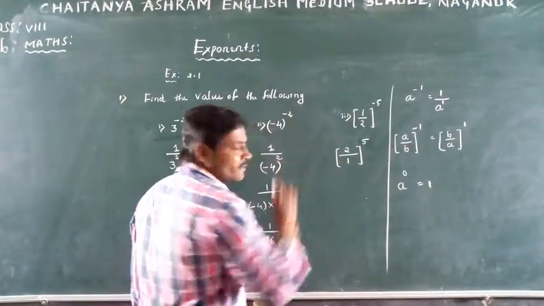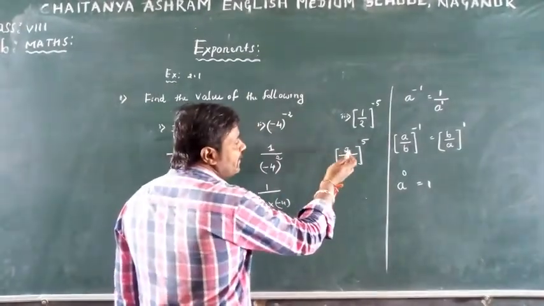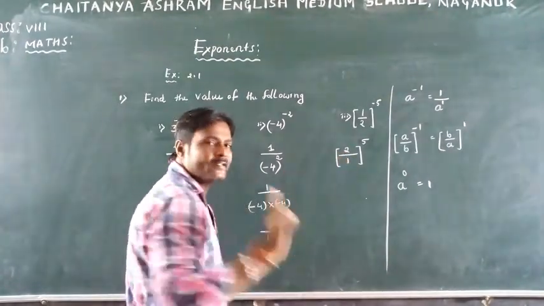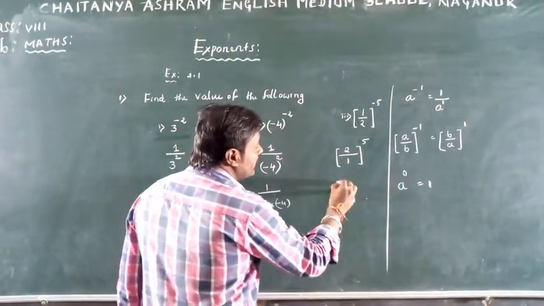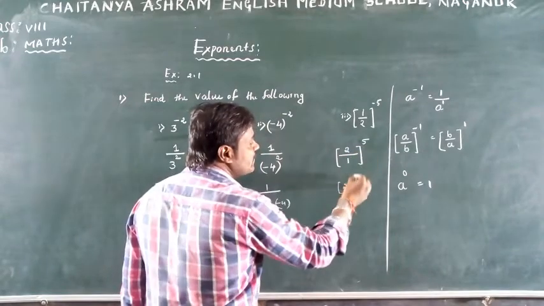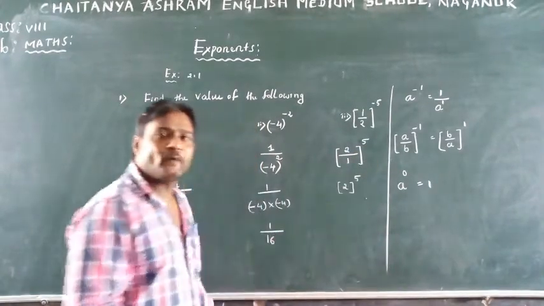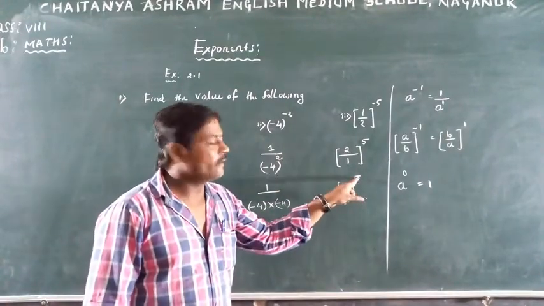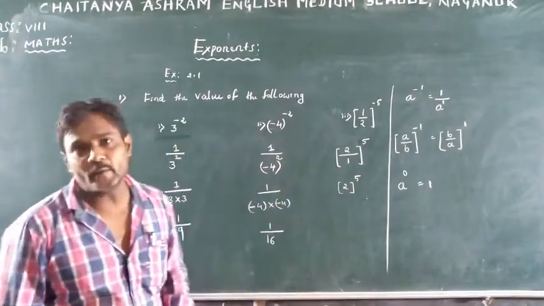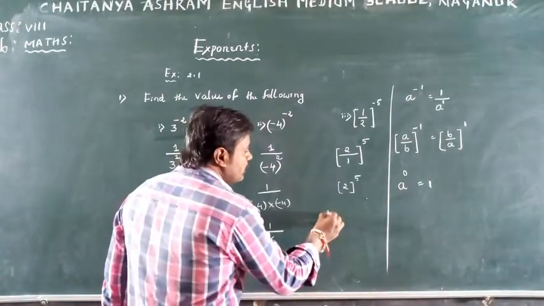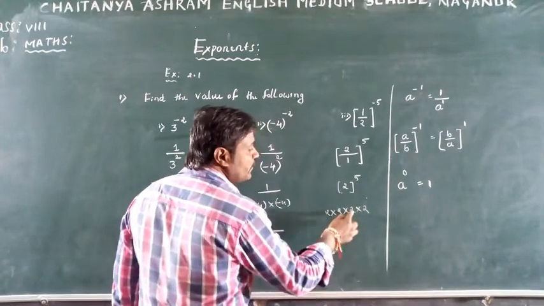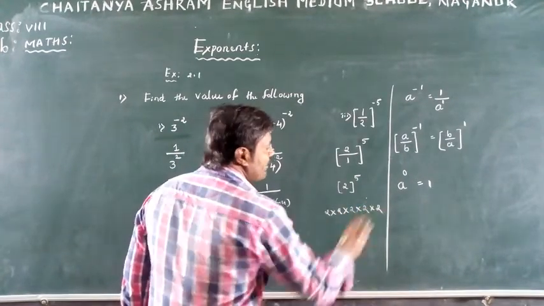2 divided by 1. Anything divided by 1 is anything, always. So 2 divided by 1, its value is 2. Then what remains? Raised to the power 5. And 2 is what it indicates? 2 is multiplied 5 times. What is its value? 2 into 2 into 2 into 2, 1, 2, 3, 4 into 5.